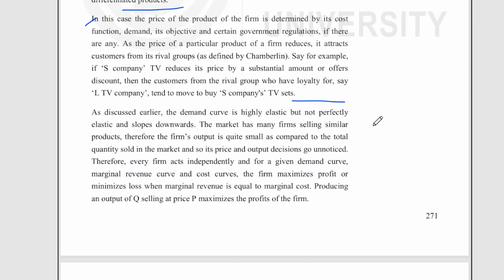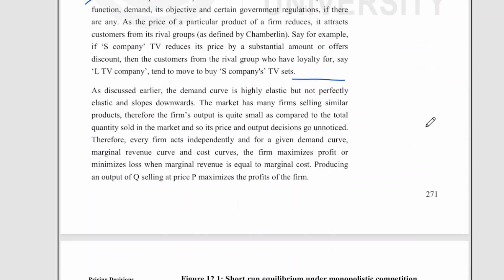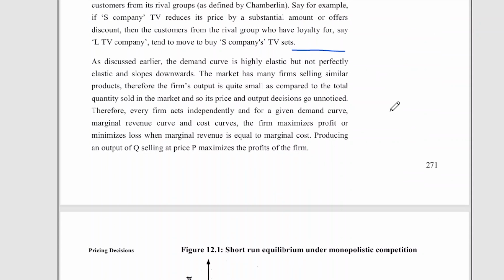As discussed earlier, the demand curve is highly elastic but not perfectly elastic, and slopes down. And the market has many firms selling similar products. Therefore, the firm's output is quite small as compared to the total quantity sold in the market, and so its price and output decision go unnoticed.